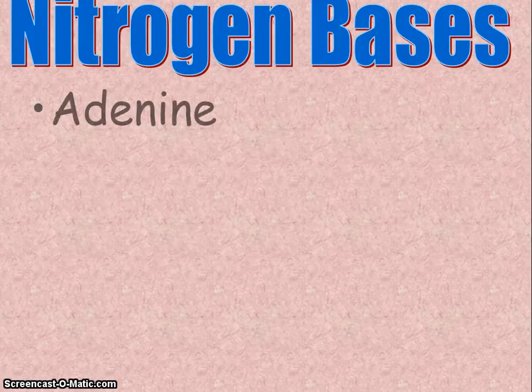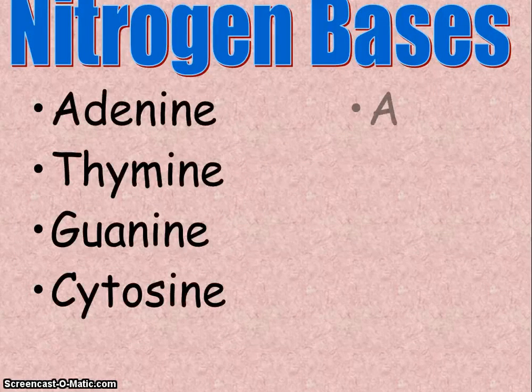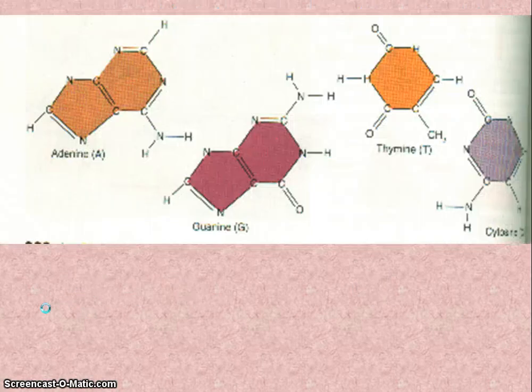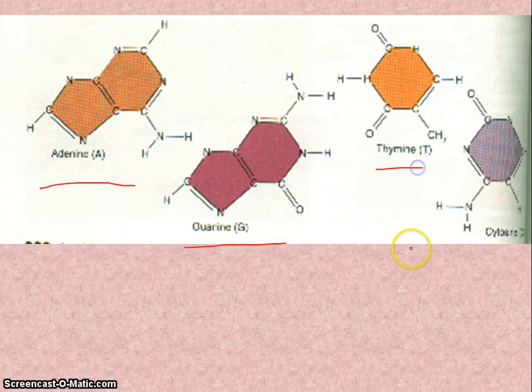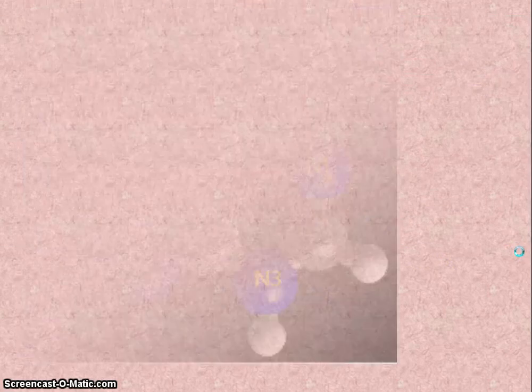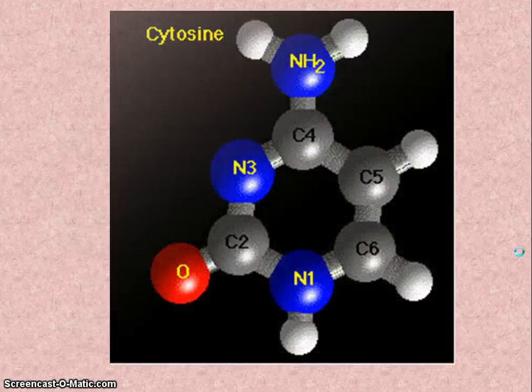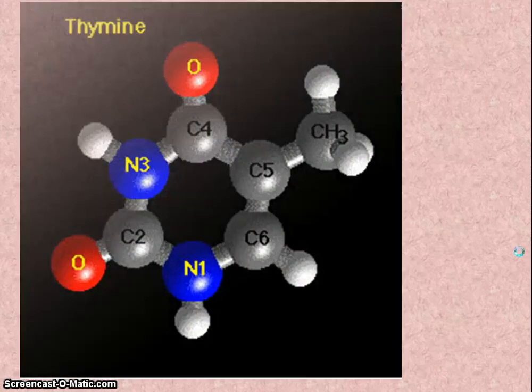So there are 4 bases. We have A, T, G, and C. A stands for adenine, T thymine, G guanine, and C cytosine. And this is what they look like. I want you to notice the size of these two. They are larger than these. Okay? So we have adenine, guanine, cytosine, thymine.